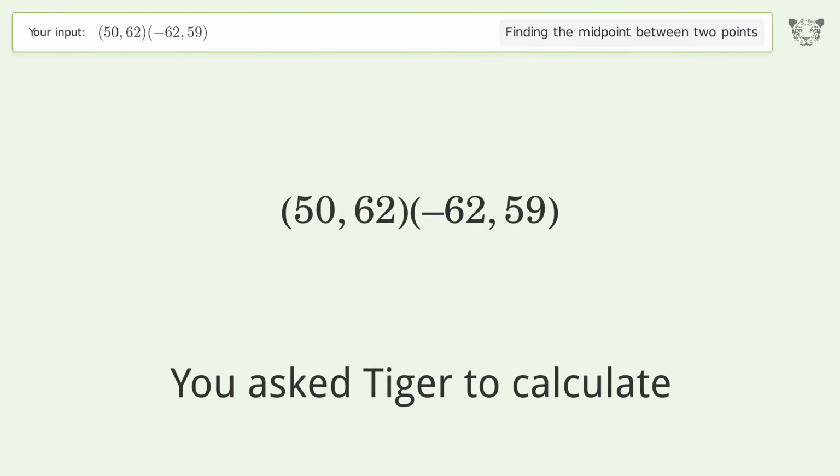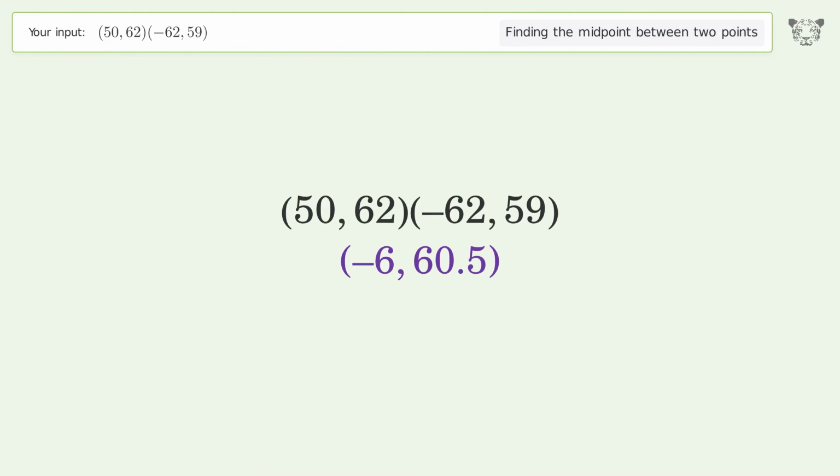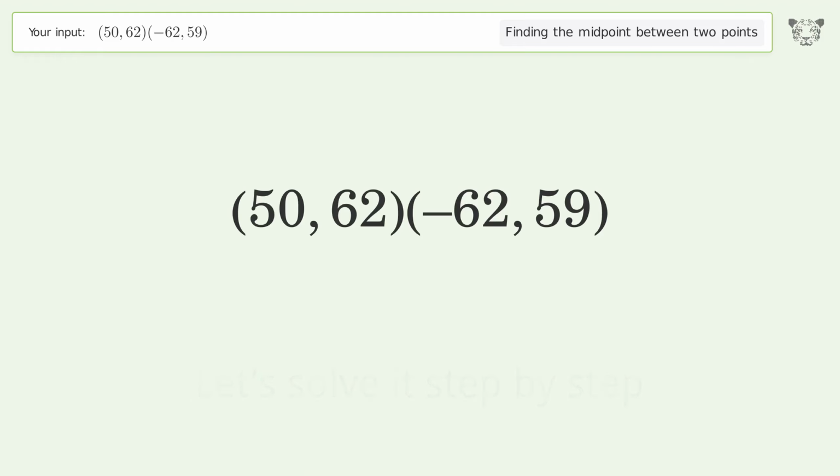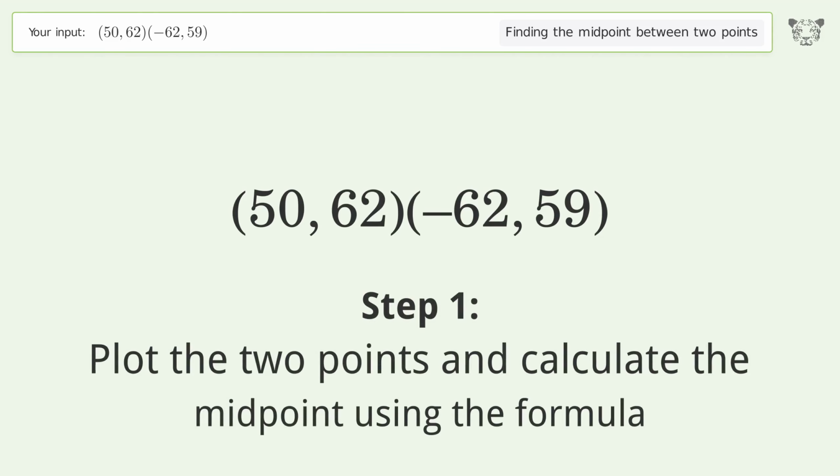You ask Tiger to calculate. This deals with finding the midpoint between 2 points. The midpoint between the 2 points is -6, 60.5. Let's solve it step by step. Plot the 2 points and calculate the midpoint using the formula.